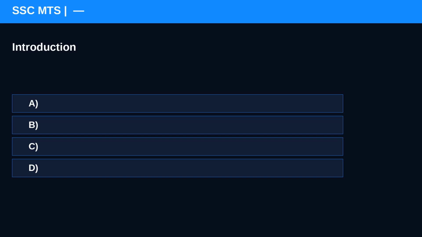Fundamental rights are enshrined in Part III of the Indian Constitution, guaranteeing civil liberties to all citizens. They are justiciable, meaning they can be enforced in a court of law. Understanding the nuances of each right, its limitations, and related amendments is crucial for the SSC MTS exam.